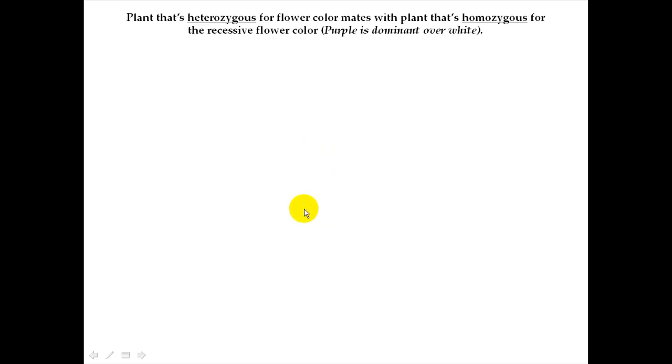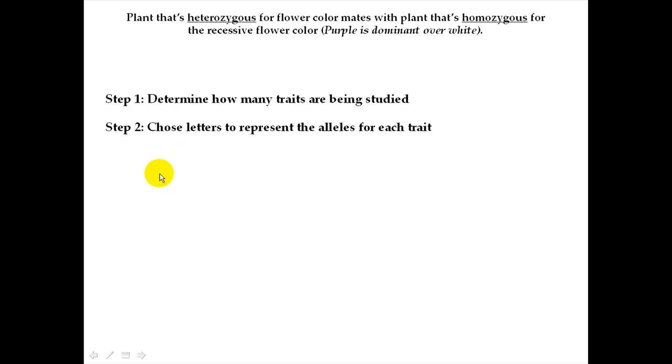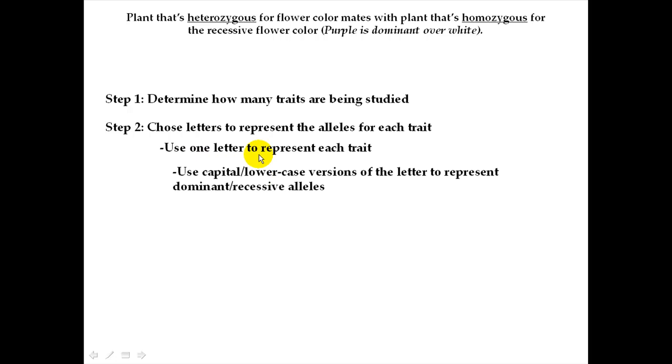Well, here are the steps to setting up a Punnett square. The first step is to determine how many traits are being studied. The next step is to choose letters to represent the alleles for each trait. And the things to keep in mind when you're doing this is that you want to make sure to use just one letter to represent each trait. And by convention, you want to use capital or lowercase versions of the letter to represent the dominant or recessive alleles respectively. So here's what we mean by all of this.